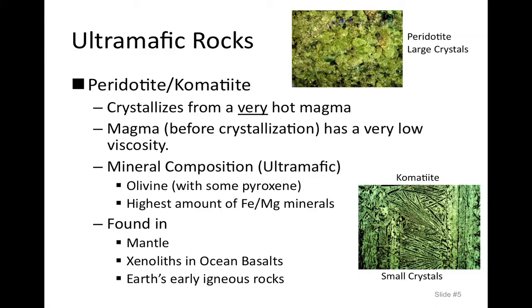It crystallized basically at depth. And then the second igneous rock name that's going to be mentioned is going to be the rock that crystallized very quickly at the surface of the earth. So for ultramafic rocks, we have two types, peridotite and komatiite. And it's unique because today ultramafic rocks only occur in the mantle. But that's not true of all of Earth's history.